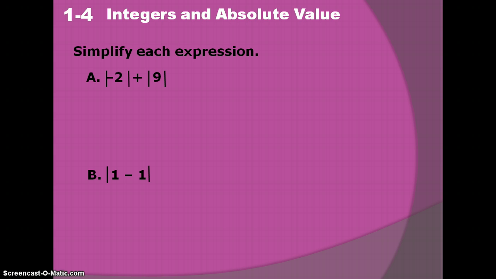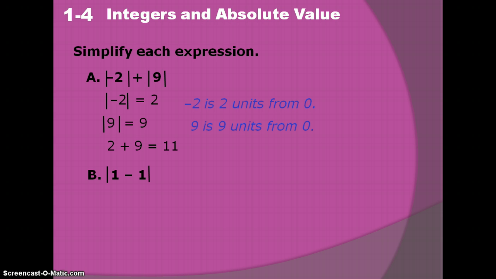Let's try a couple more. The absolute value of -2 would be 2. The absolute value of 9 would be 9. 2 plus 9 is 11. So even if the number inside of the absolute value bars is positive, it's still positive. It comes out of those absolute value bars the same number. In example B, we have 1 minus 1, which is 0, and the absolute value of 0 is 0 because 0 is no steps away from 0.